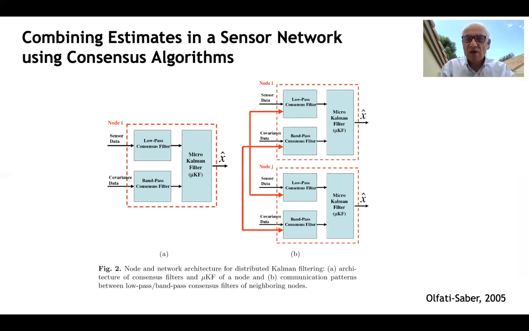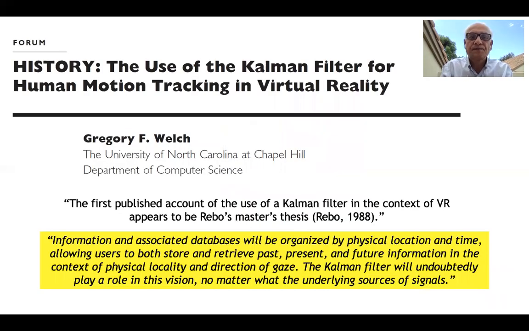And what Olfati Saber shows is how these types of algorithms can converge, assuming, you know, that the network is connected and things of that nature. This leads to results on the quality of the estimate and its convergence.